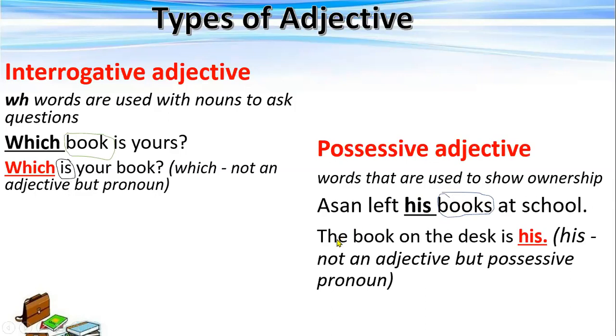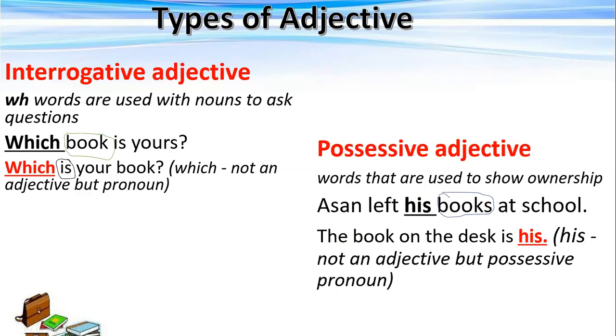And next sentence. The book on the desk is his. After his, there is no noun. Sentence finished. So this is not modifying a noun, okay? So it is not an adjective. It is a possessive pronoun. Yes, very good.